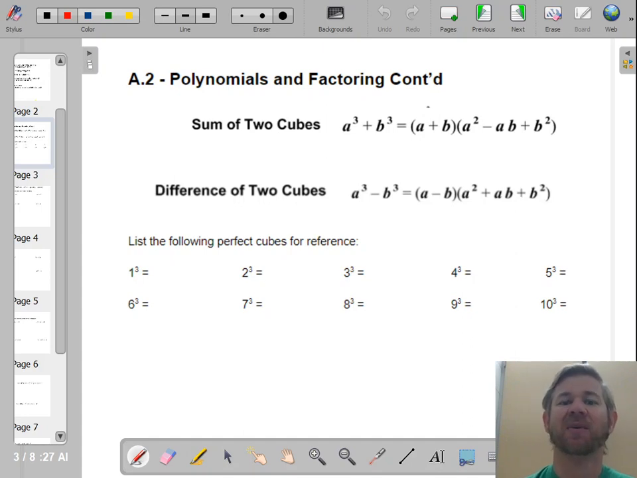Hello ladies and gentlemen, we're going to start factoring some slightly more complicated polynomials now. So we're going to start off with sum and difference of cubes. This is something that you have seen, but it's been a little while, so let's remind ourselves of the formula.